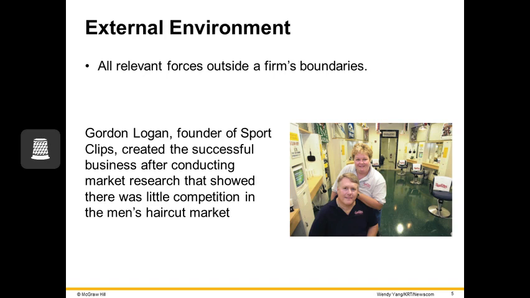Now, your book talks a lot about the company Sport Clips, and one of the examples it gives is how the founder of the company recognized that there was an opportunity within the men's haircut market. There was demand for a specific type of haircut establishment and that demand wasn't being met. So he built a business that was designed to meet that demand within the external environment.